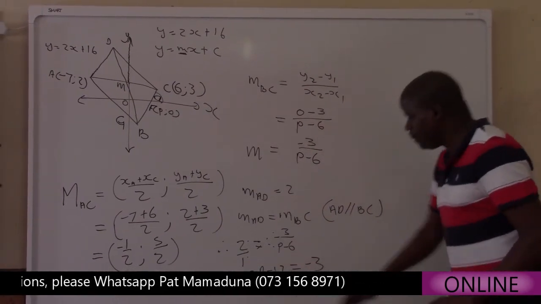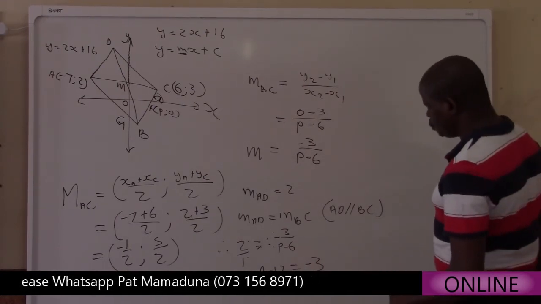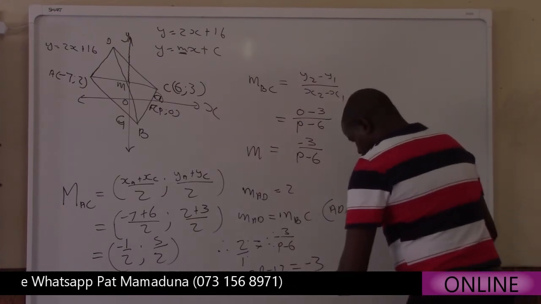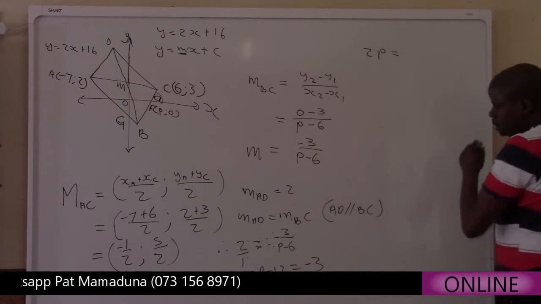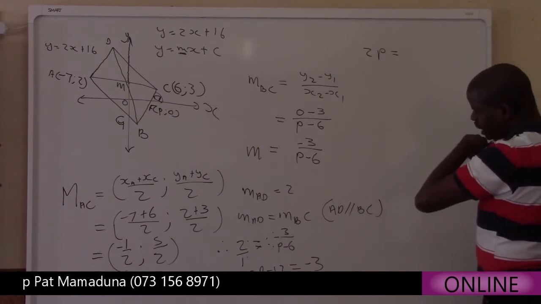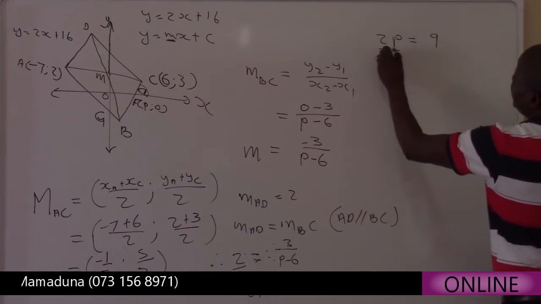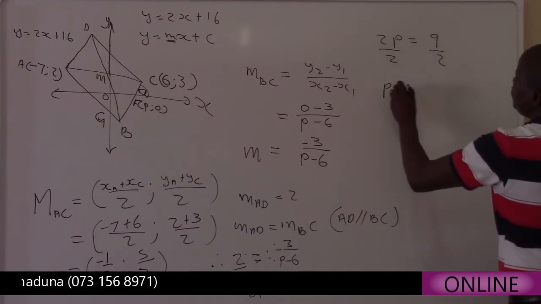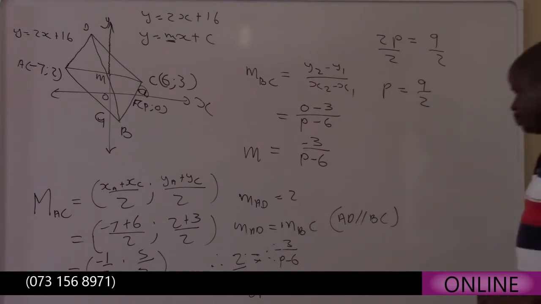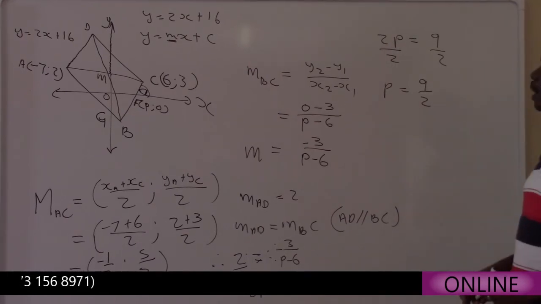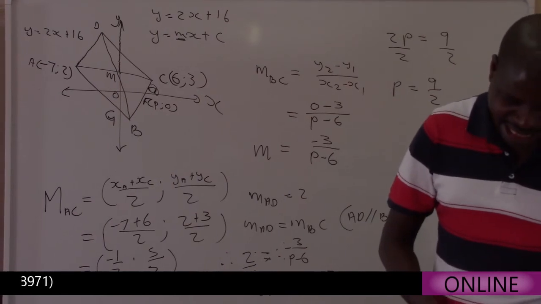And then from there, what do you do? Then you transpose the 12 to the right hand side. So we're having 2p equals negative 3 plus 12. You will get positive 9. Then dividing by 2, p is equal to 9 over 2. That is the value of P. That is how the value of P is calculated.